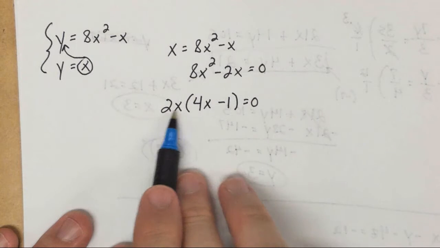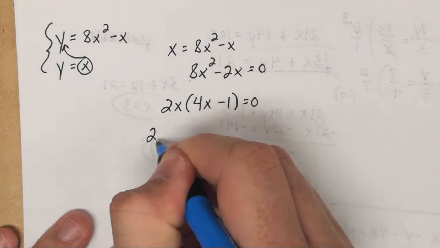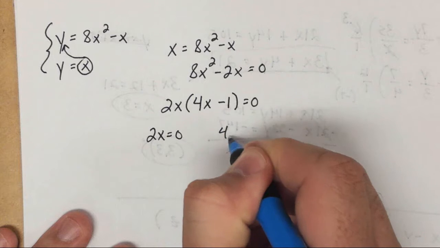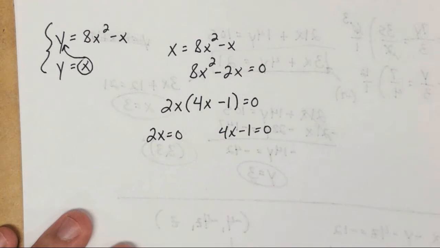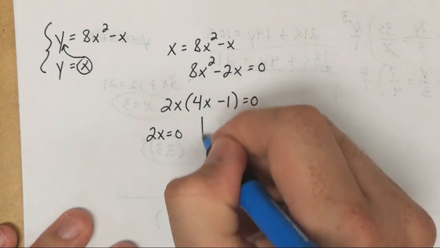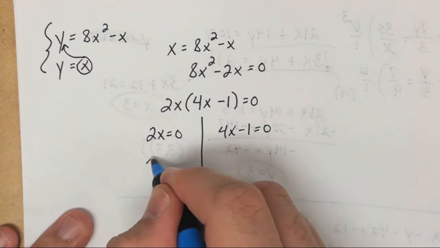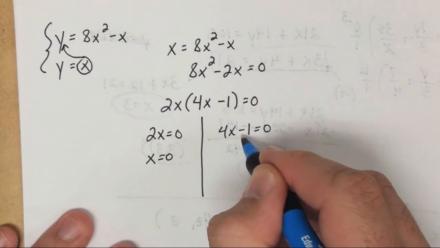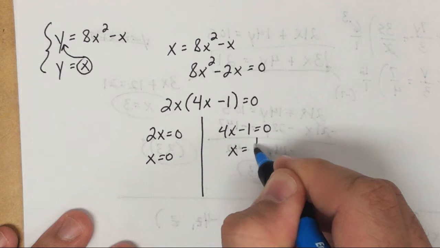So you have two things being multiplied to give you 0, so that means one or the other must be 0. So there's your two solutions. Divide by 2, you get x equals 0. Add 1, divide by 4, you get x equals 1/4.